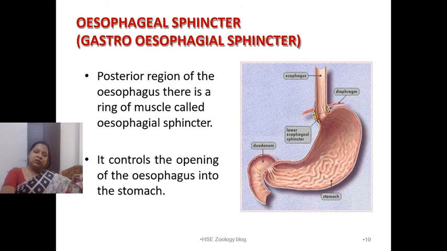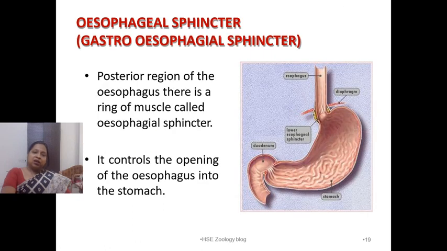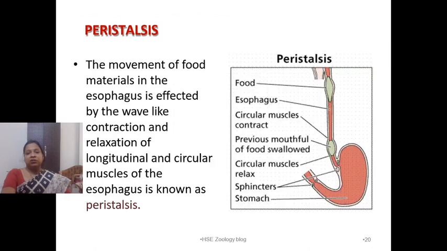Okay, esophagus, it is a 30 centimeter long tube which leads to the stomach and it passes through the diaphragm, right. It opens into the stomach through the gastroesophageal sphincter. Sphincter is circular muscles which close an opening, right. So after the food from esophagus goes to the stomach, it will not be allowed to come back into the esophagus, right. The food in the esophagus passes through peristaltic action. Peristaltic action क्या है? एक wave like contraction और relaxation है which pushes the food down into the stomach, right.